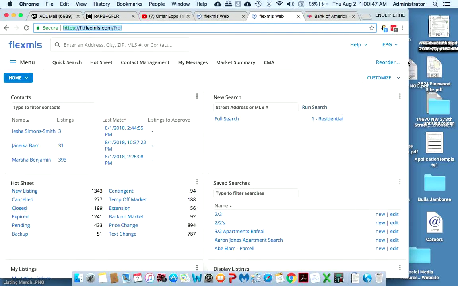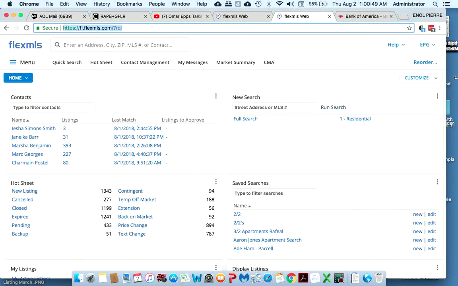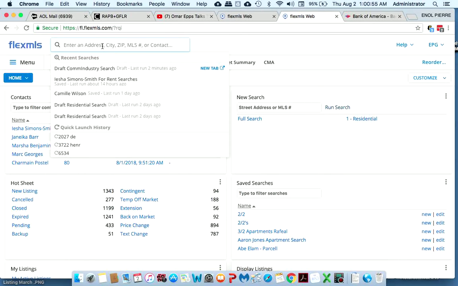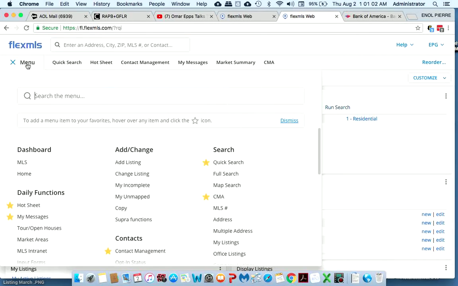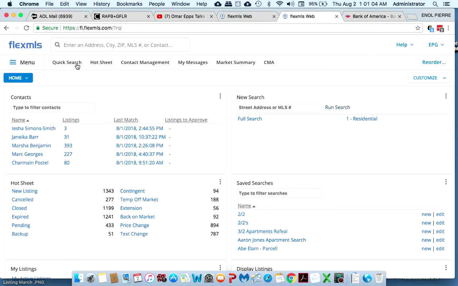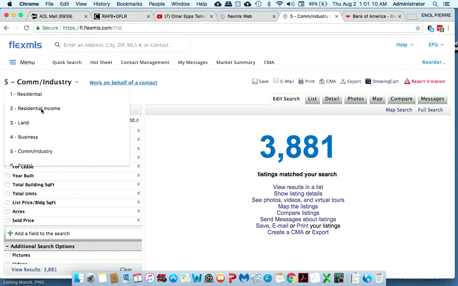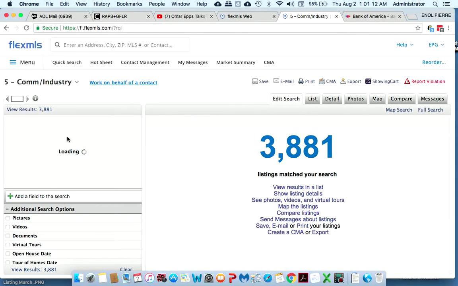Let's look at how to look for commercial investment deals. I have two clients I want to start sending these to right now. This type of deal is called commercial investment deals. So the very first step is going to the quick search area, of course, because we're searching for property. And as you can see, remember, choose number 5, commercial industrial.